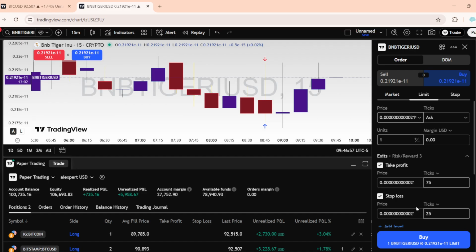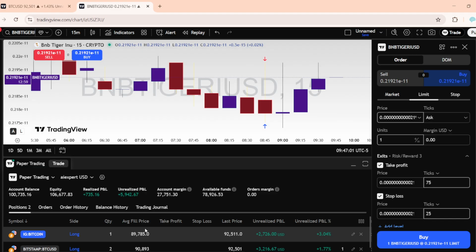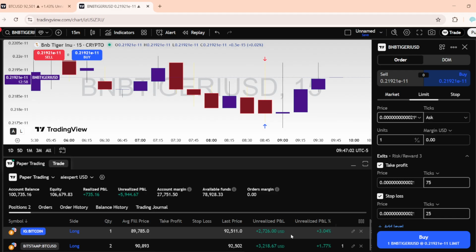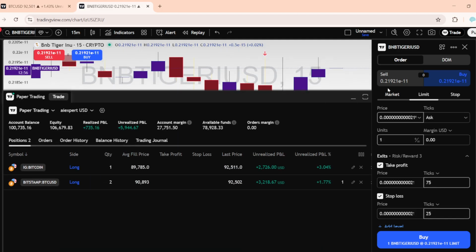When everything looks good, click Buy or Sell to place the order. Market orders should appear quickly, while limit orders may sit pending until price reaches your level. Your active trade shows up in the Positions tab of the trading panel. From here, you can monitor profit and loss, adjust targets or stops, or close the position when you're done.